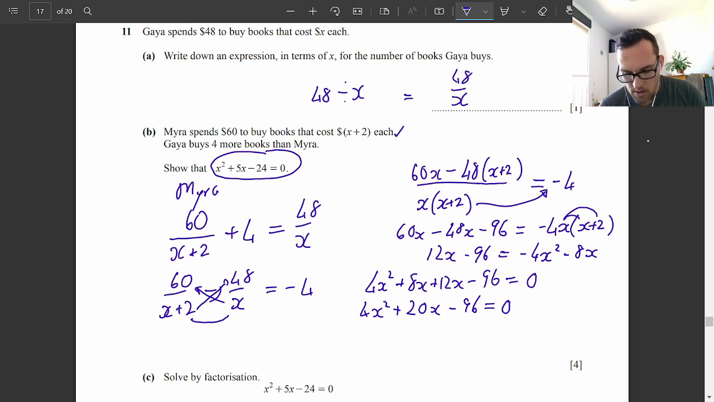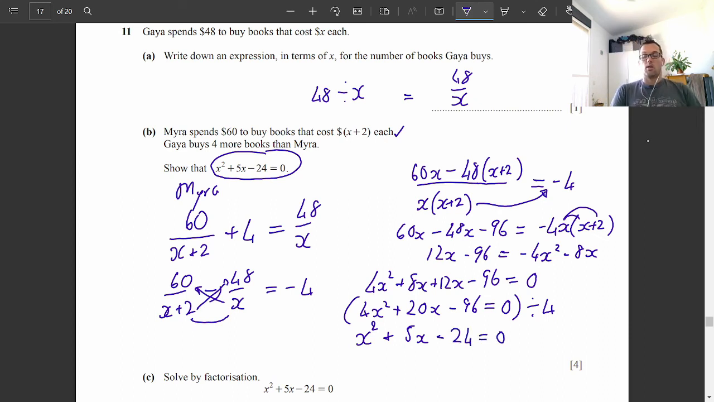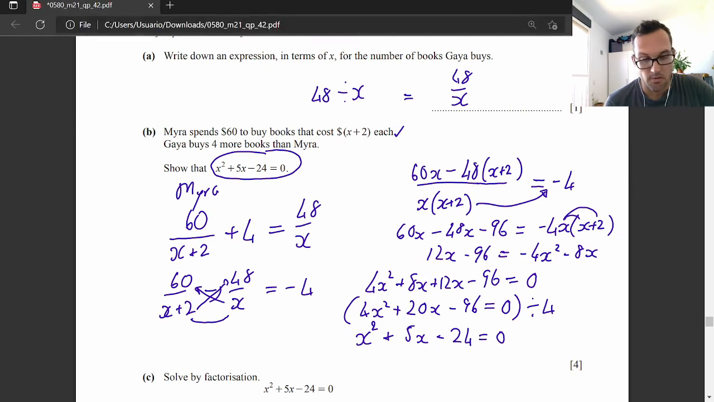Okay. Do we have what we want? Not quite. I've got 4x squared plus 20x minus 96 equals 0. What we can do here is divide everything by a common factor. Divide by 4. Remember, if we do the same on the left and right hand side of the equal sign, the equation stays the same. So 4x squared divided by 4 will give us x squared. 20x divided by 4 will give us 5x. And negative 96 divided by 4 will give us negative 24. And excellent, we've got what we wanted. X squared plus 5x minus 24 equals 0.